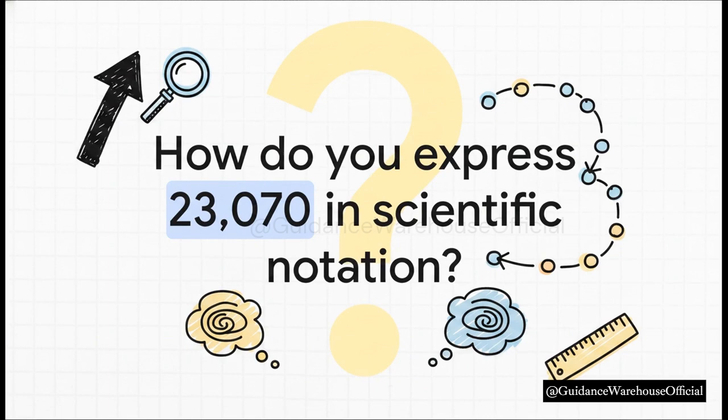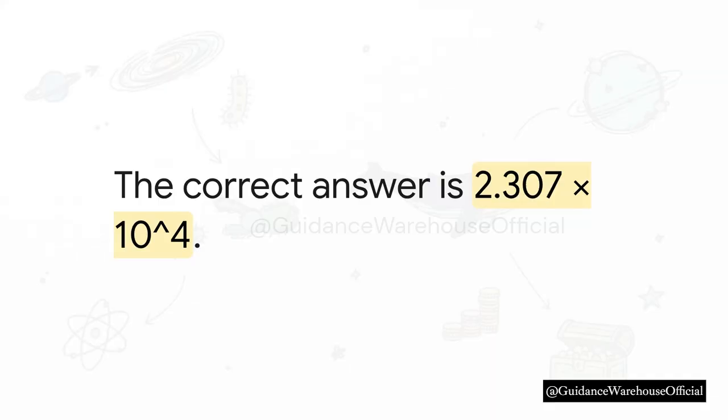I want you to actively apply what we just went over. Test yourself. How would you express 23,070 in scientific notation? Think it through. Where's your decimal starting, and how many places does it need to jump to secure that coefficient between 1 and 10? Okay, got it. The answer is 2.307 times 10 to the fourth power.